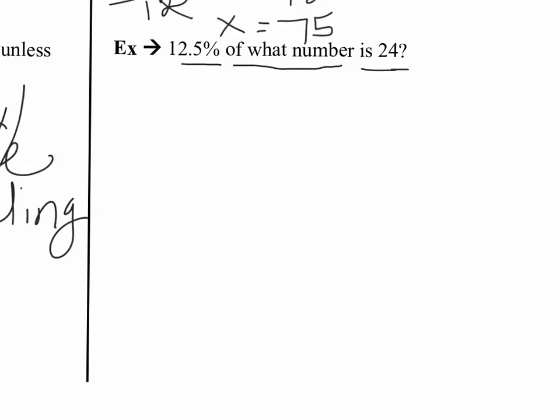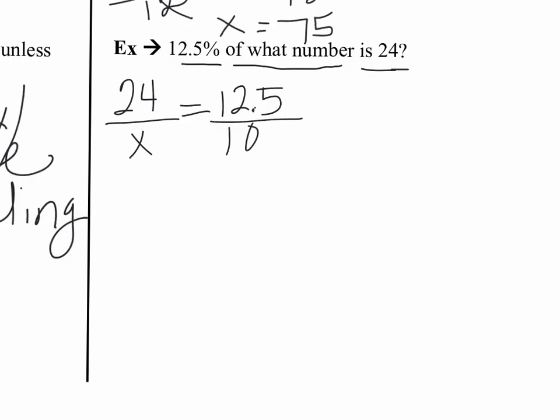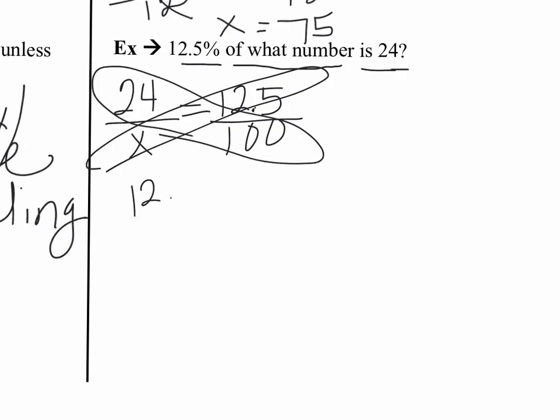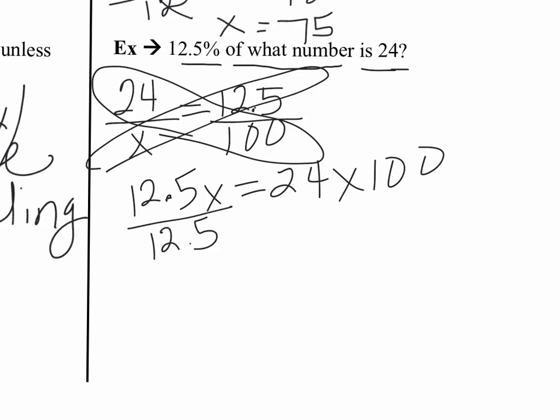Remember, is over of. So we have 24 over of, which is x, equal to 12.5. 12 5/10% means 12 5/10 over 100. Use your cross products and you get 12.5, 12 5/10, x equal to 24 times 100. Yes, divide both sides by 12 5/10. 12 and 5/10 cancels, and you're looking for x.